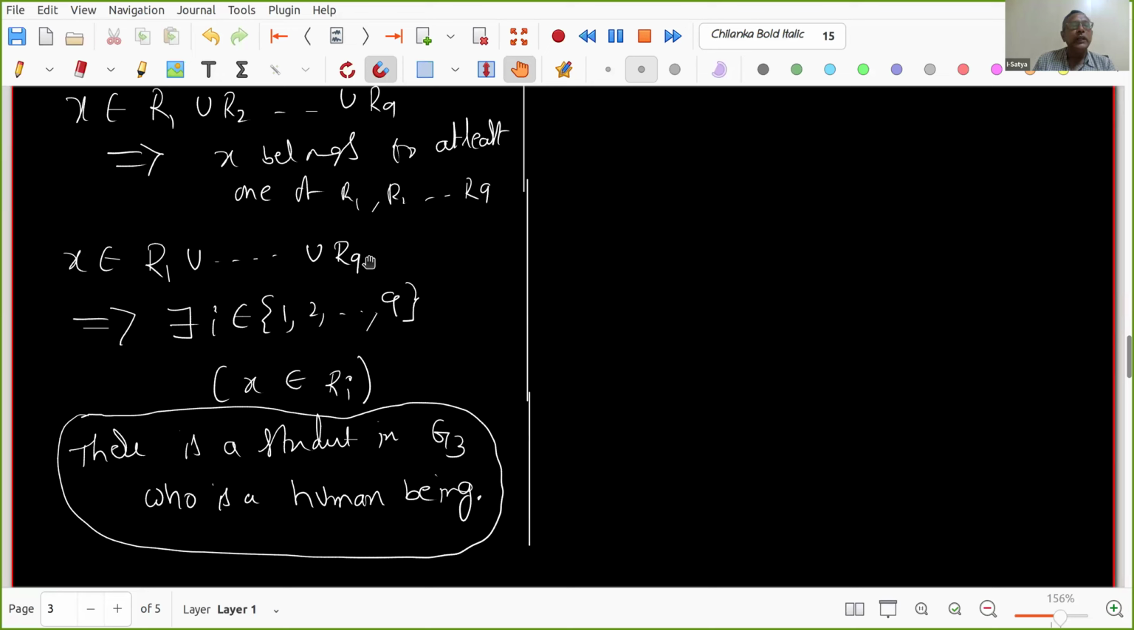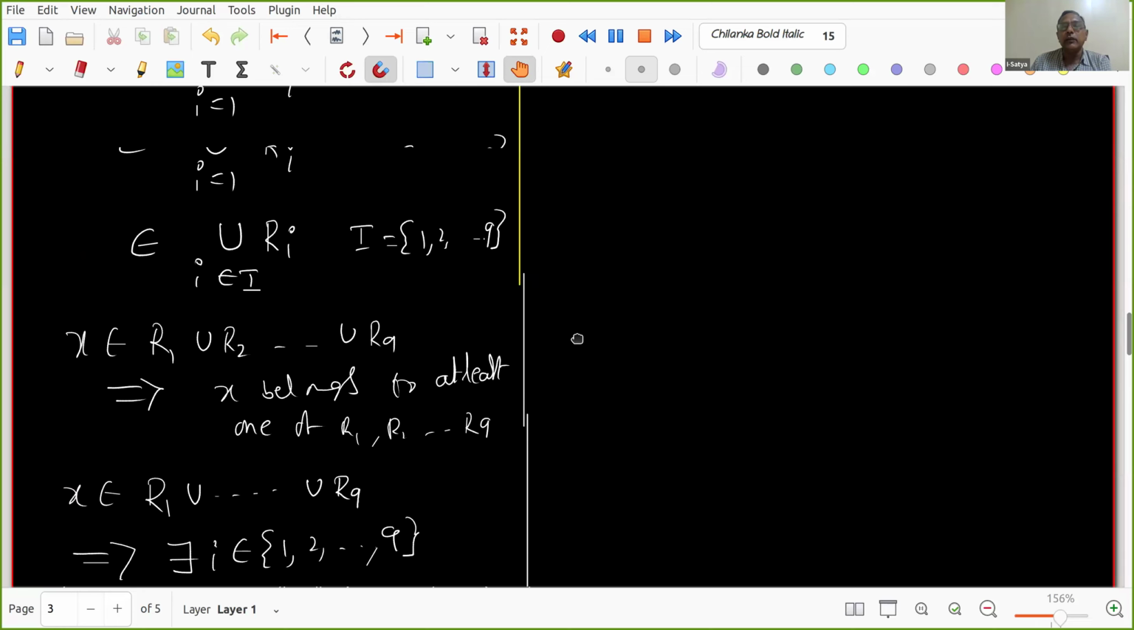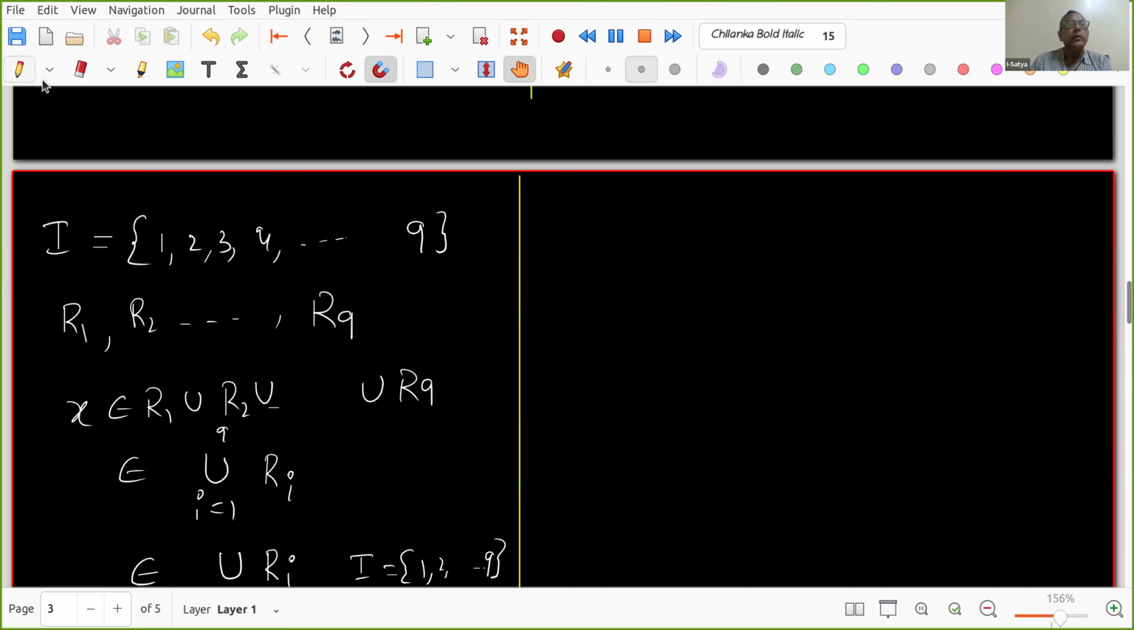To show this, at least one person who is a human being is there. You are there, so the statement is true, right? X is in the union means X is in at least one of them. Being in two or three is fine, no problem. It may be there in all of them also, but for this to be true, it must be in at least one. Are you clear now?